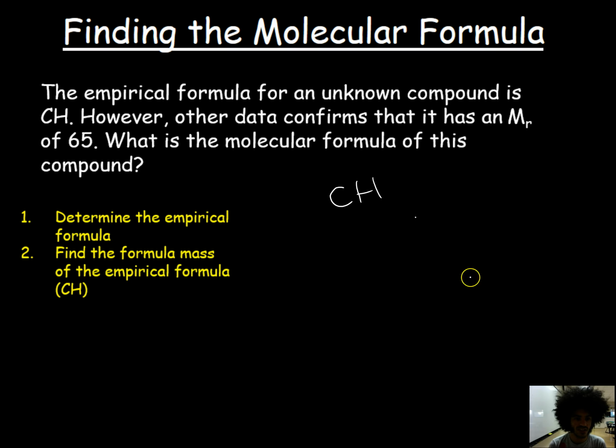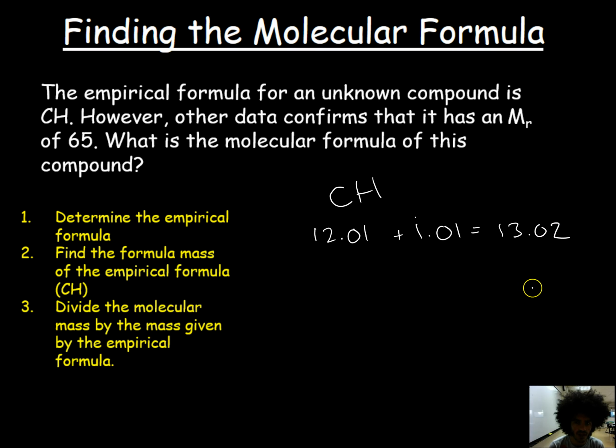Step 2 is to find the formula mass of that empirical formula. So carbon is 12.01 from my data book, and hydrogen, also from my data book, is 1.01. So that equals 13.02.